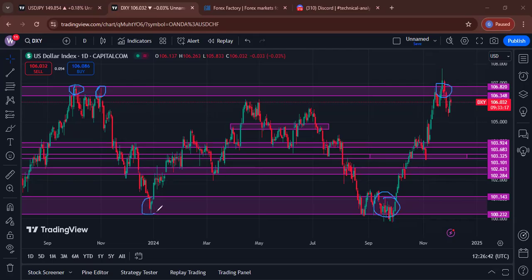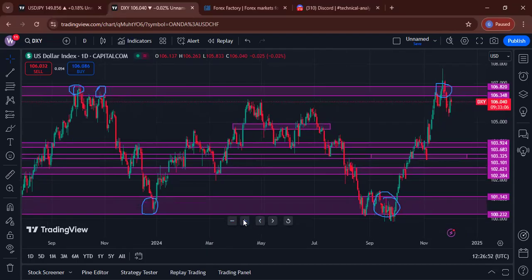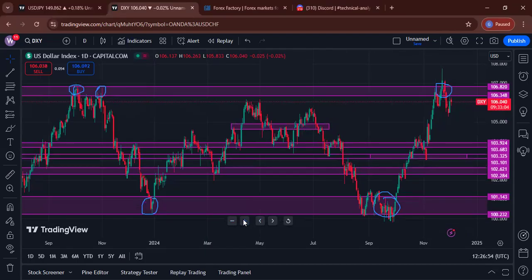What do you notice about this demand? What do you notice about these levels? Anyone? What do you notice about these levels?